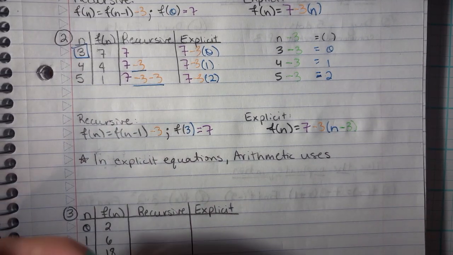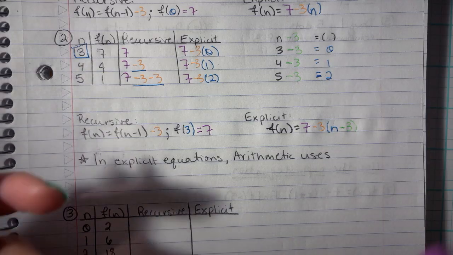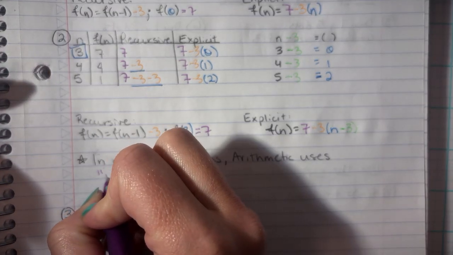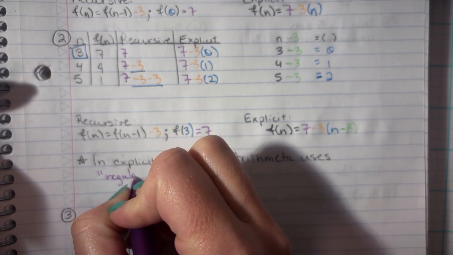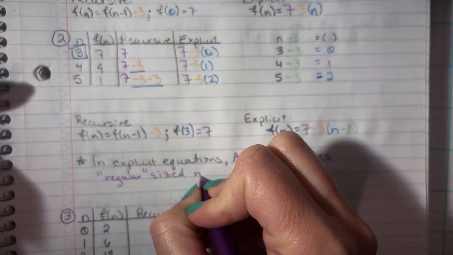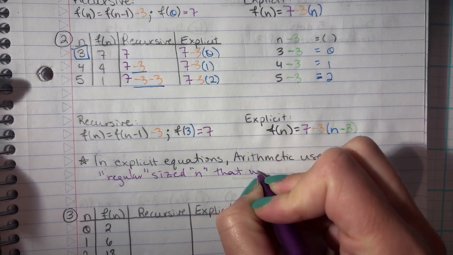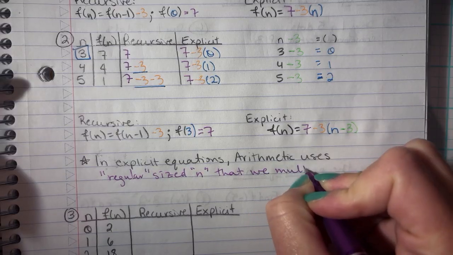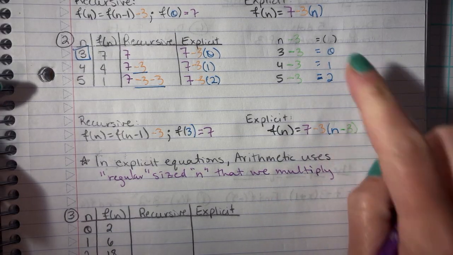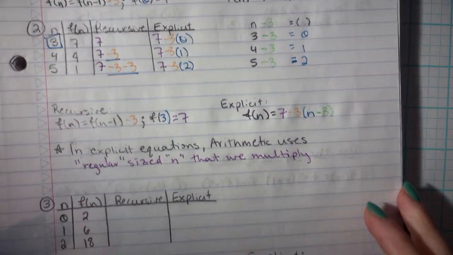All right, so what's very important about arithmetic equations, which is what these are because we were subtracting, is they use what I like to call regular sized n's, or n, that we multiply. Okay, right? Regular sized n, and we multiplied it, okay? Now let's move on to a common ratio.